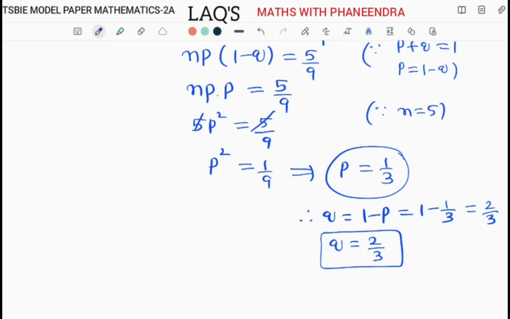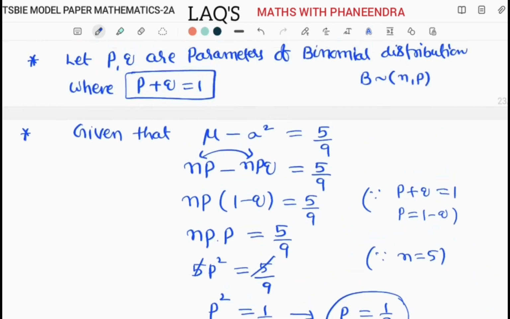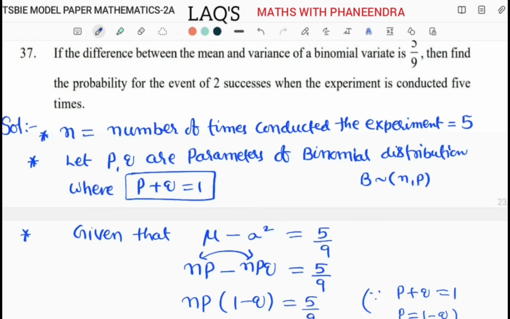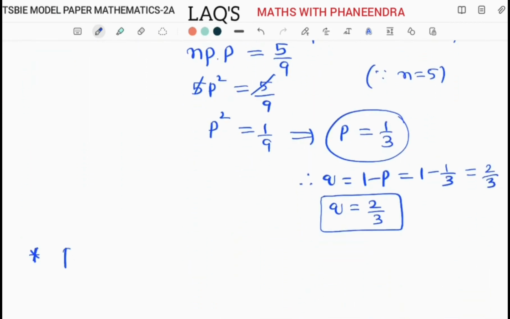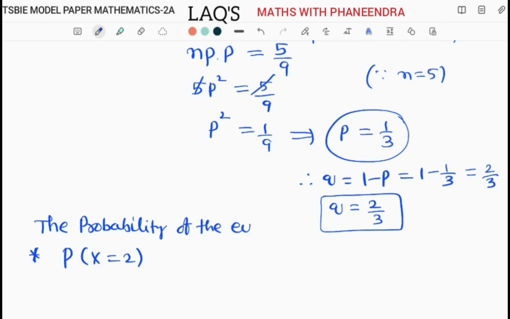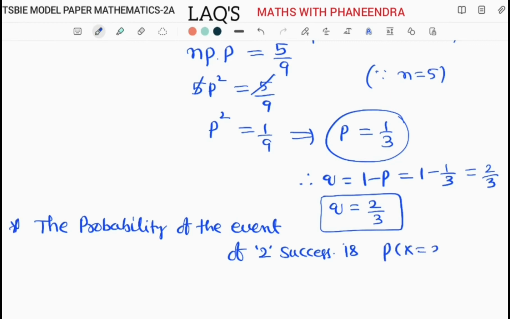After that, they are asking to find the probability for the event of 2 successes. So how to write? The probability of 2 successes we can write like this: P of x is equal to 2. In words, the probability of the event of 2 successes is P of x is equal to 2. This is the question.